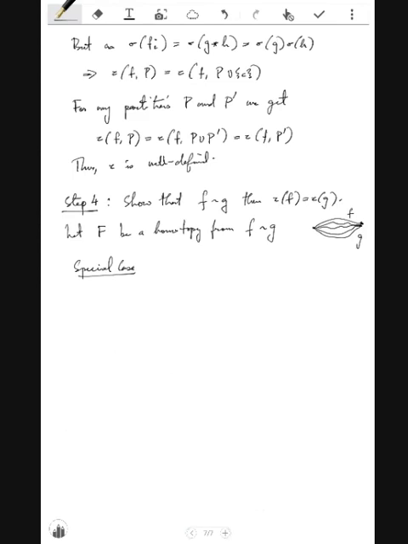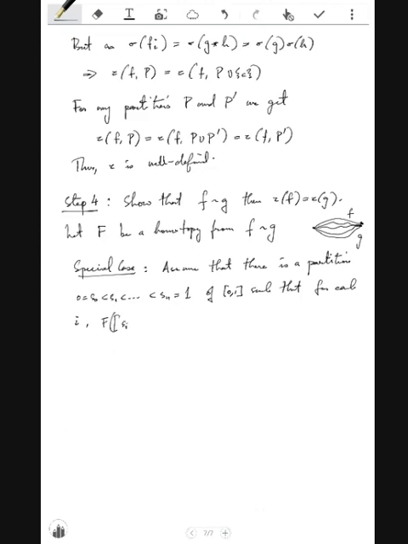So we assume that there is a partition of [0, 1] such that for each i, F of [s_i, s_{i+1}] cross I is contained in U or V.